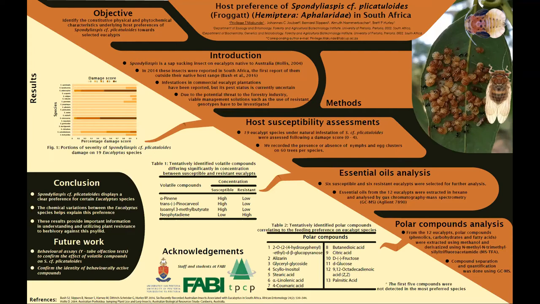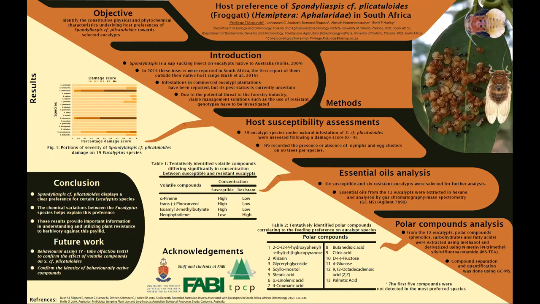The first step was to score the level of Spondylolepis infestation on 19 eucalyptus species, and thereafter 6 preferred and 6 non-preferred eucalyptus species were selected. From these eucalyptus species, volatile and polar compounds were extracted and analyzed by gas chromatography, mass spectrometry. We found differences in concentration of 4 volatile compounds between the preferred and non-preferred eucalyptus species. As for the polar compounds, we tentatively identified 13 compounds which correlated to non-preference.